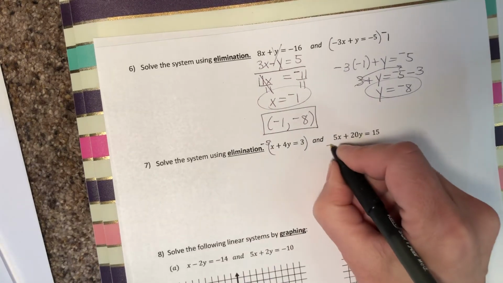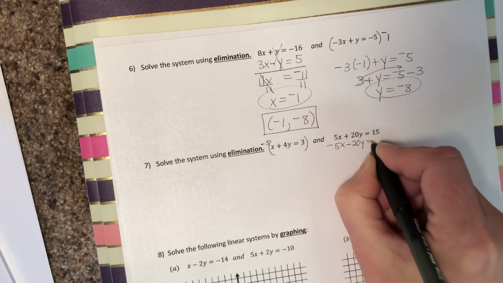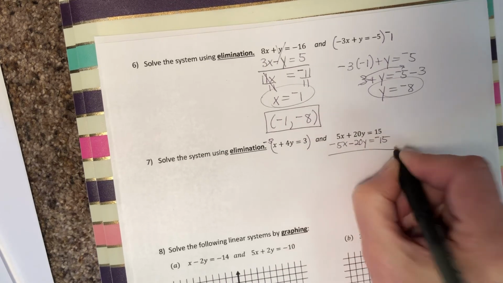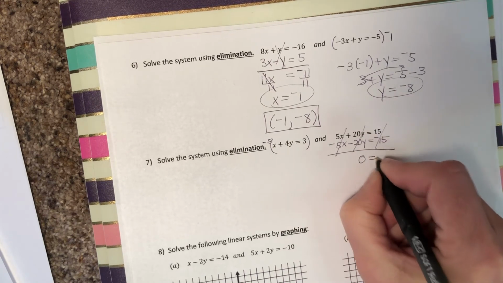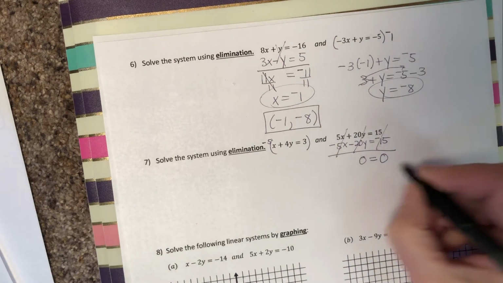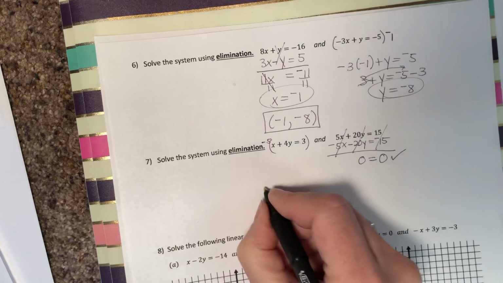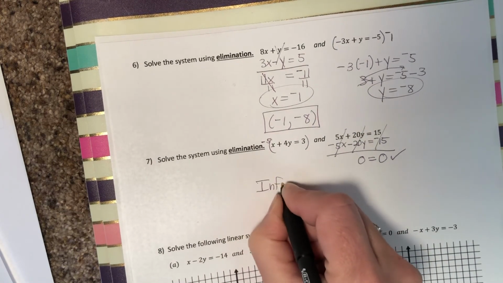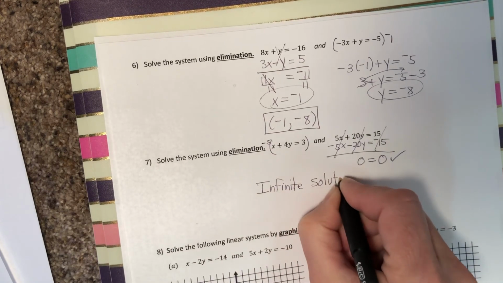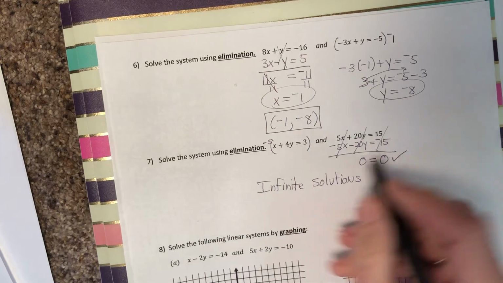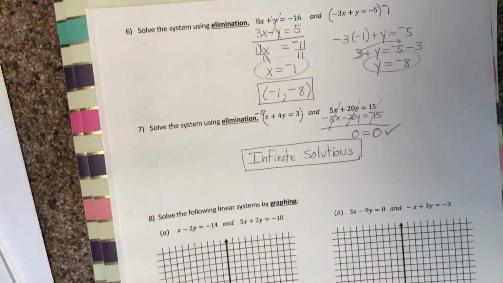And so I get -5x minus 20y equals -15. That drops out, that drops out, that drops out, and I get 0 equals 0, which looks weird, but that's a true statement. So all the variables dropped out, you get a true statement. That means infinite solutions. In other words, these two lines are really the same line. And that is my answer.